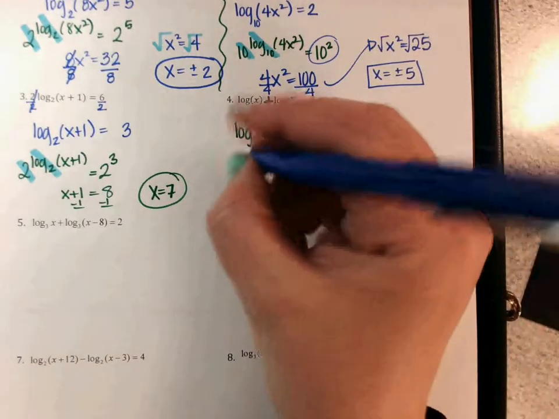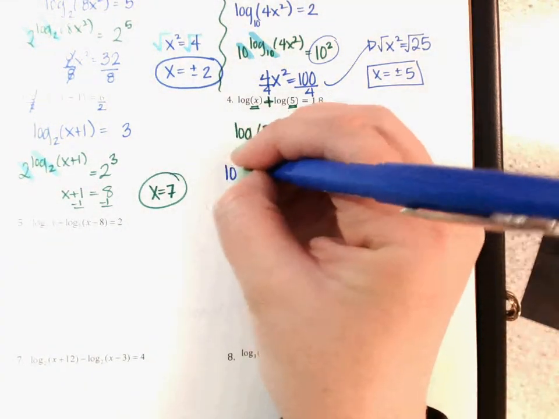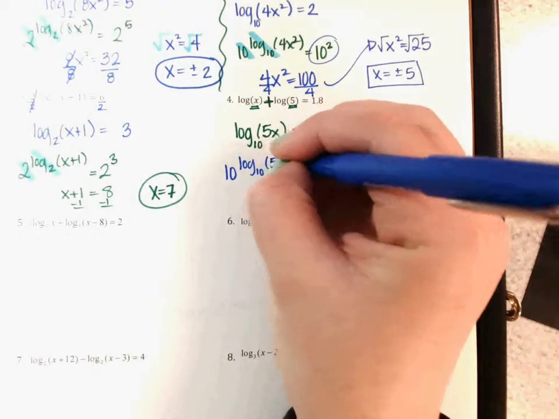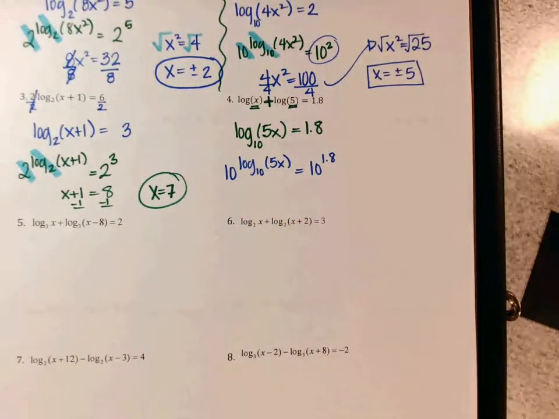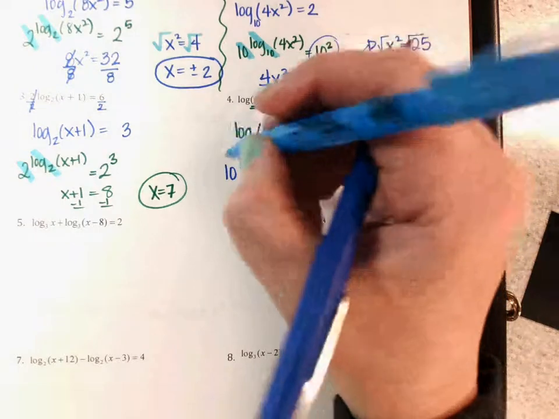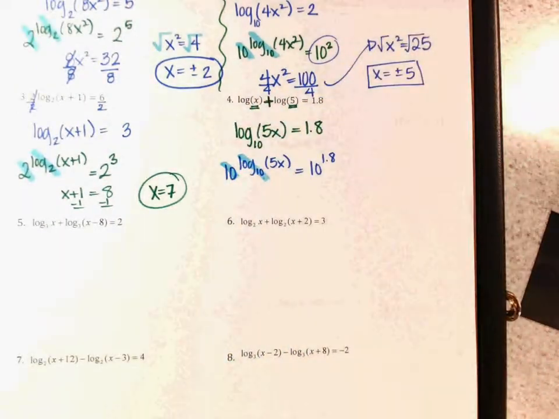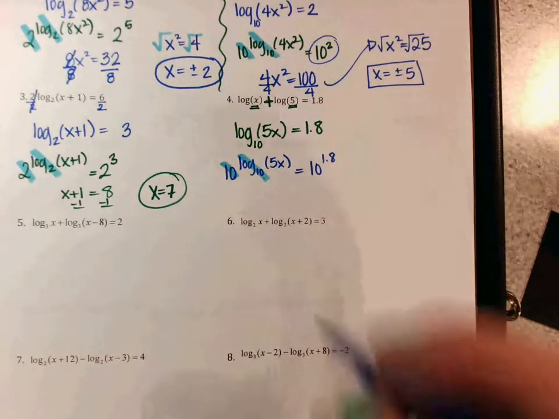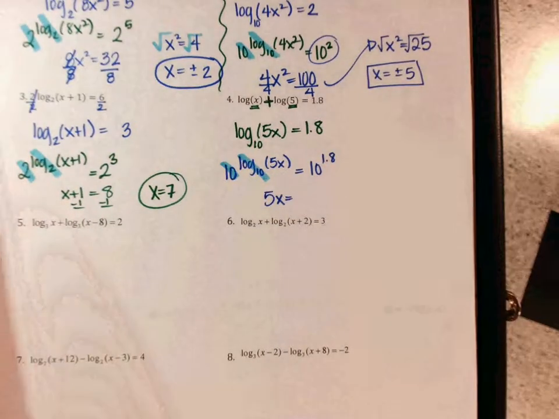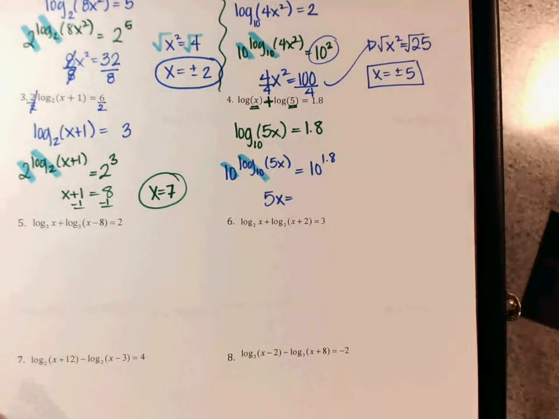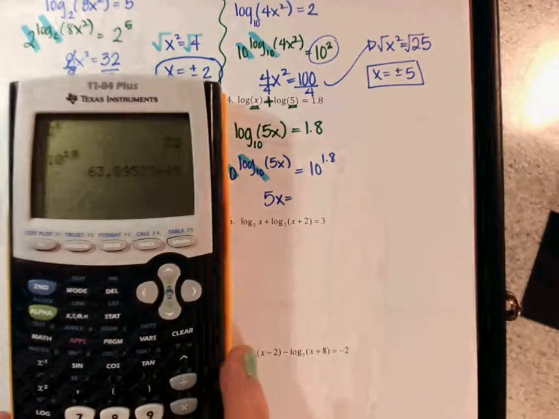So remember that it's 10 up to the log 10 and 10 up to the 1.8. Because 10 and log 10 cross out with each other. These guys cross out. 5x gets carried down, and then 10 to the 1.8 you would have to type into your calculator, since it's not a whole number. Okay, type it in right there.